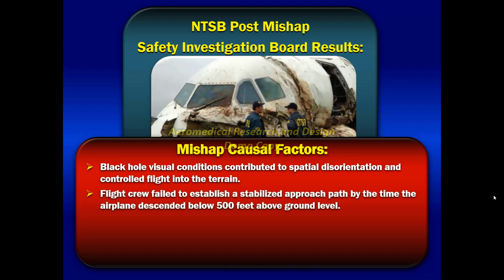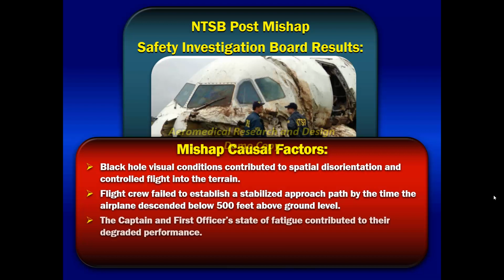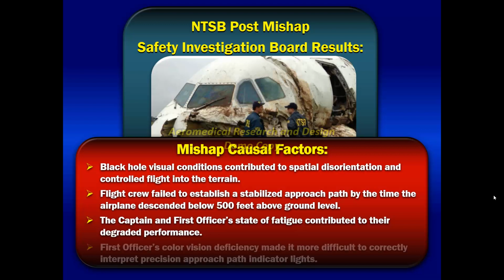In conflict with the standard operating requirements, the flight crew had also failed to establish a stabilized approach path by the time the airplane descended below 500 feet above ground level. The board also reported that the captain and first officer's state of fatigue contributed to their degraded performance, and the first officer's color vision deficiency may have made it more difficult for him to correctly interpret the altitude indications of the precision approach path indicator lights positioned on the side of the runway.